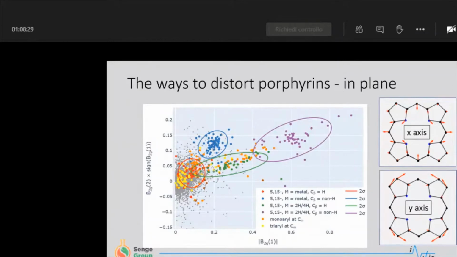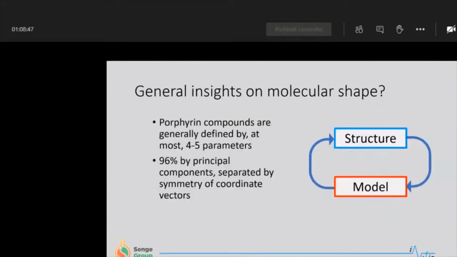From this clustering behavior, we can now treat new porphyrin structures not necessarily as a point on this graph, but as another data point which can be related to a whole group. If we're thinking about this, it's possible that there's a general insight into molecular shape. So porphyrins are relatively complex molecules with a lot of different methodologies by which they distort. But at most, they can usually be modeled with 4 to 5 parameters instead of the full 72 that we would need for a full least squares refinement.